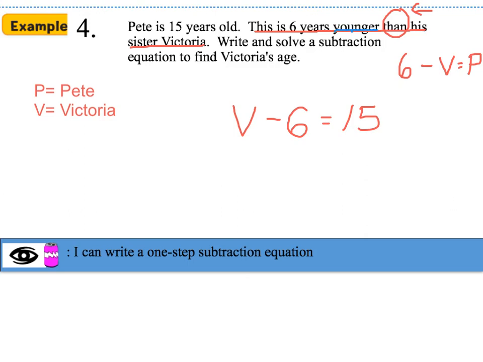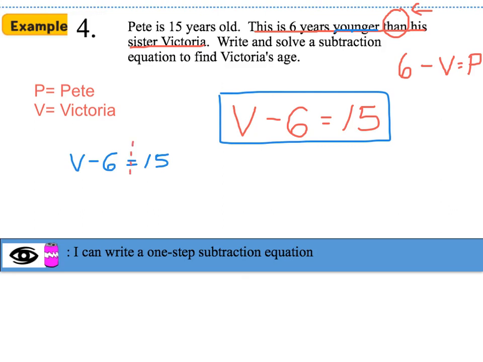So now what we can do, since we have this equation, we can use this equation to solve for Victoria's age. So let's draw the fulcrum down the center of the equal sign. And I'm going to isolate my variable by starting on the left-hand side. And I'm going to add 6 on both sides of my equation. That's an example of the addition property of equality. We're going to cross out negative 6 plus 6 to get 0. And let's drop down our variable, which is V. And on the right-hand side, we're going to add 15 plus 6, which is equal to 21. So Victoria is 21 years old.